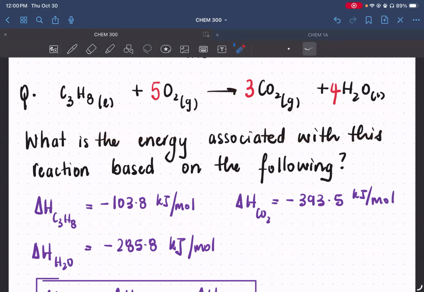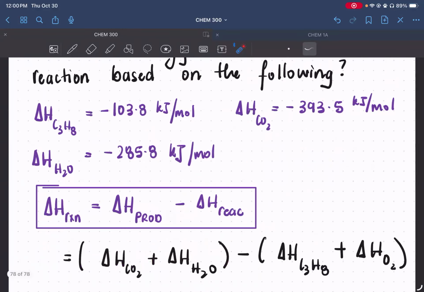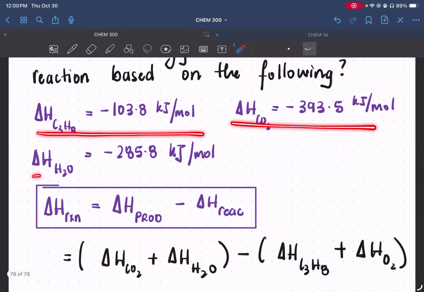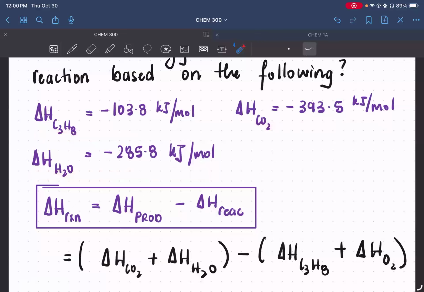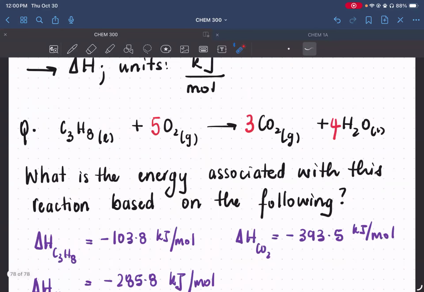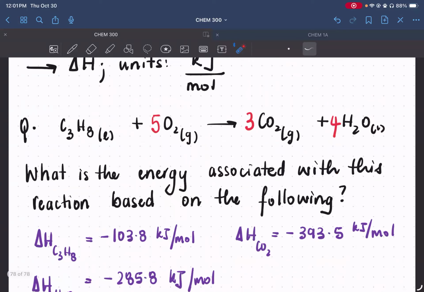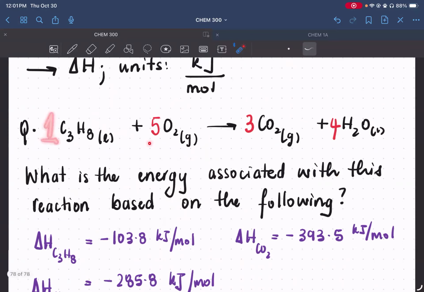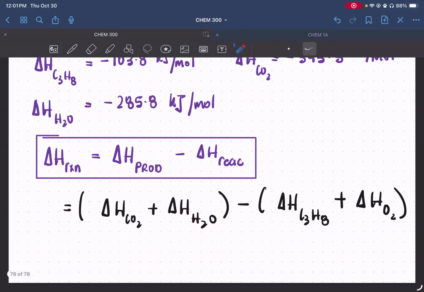As I'm writing, you should note the stoichiometry of the reaction. You see here, I've given you in purple the energy needed to break or form one molecule of C3H8, of H2O, of CO2. But in the reaction itself, we don't just have one of everything. Sure, we have one C3H8, but we have 5 oxygens and we have 3 carbon dioxides. So we need to incorporate that into the equation.